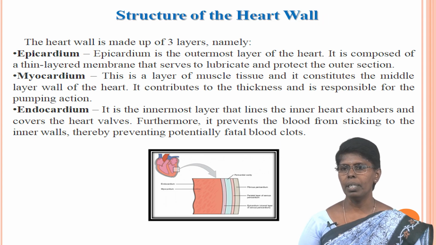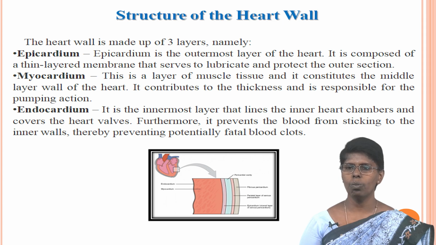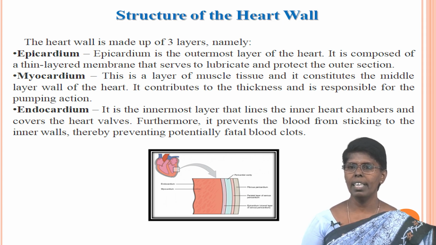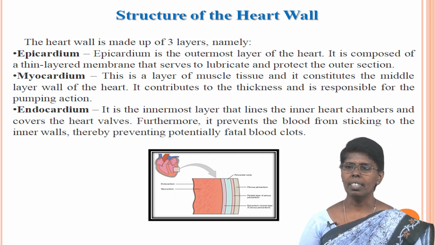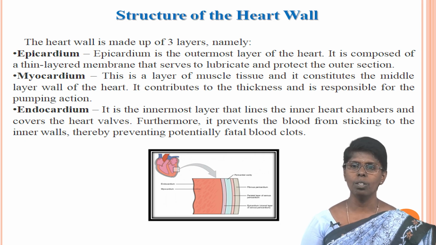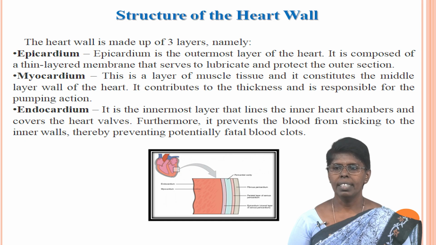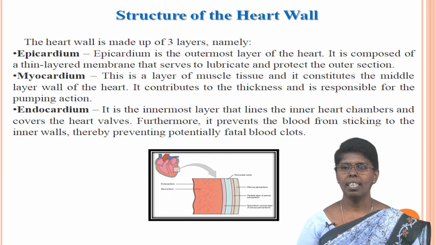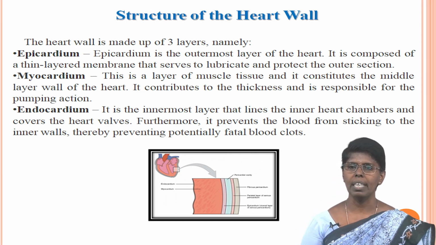The heart wall is made up of 3 layers. The first one is the epicardium. The epicardium is the outermost layer of the heart. It is composed of a thin membrane layer that serves to lubricate and protect the outer section. The myocardium is a layer of muscle tissue and constitutes the middle layer of the wall. It contributes to the thickness and is responsible for the pumping action.